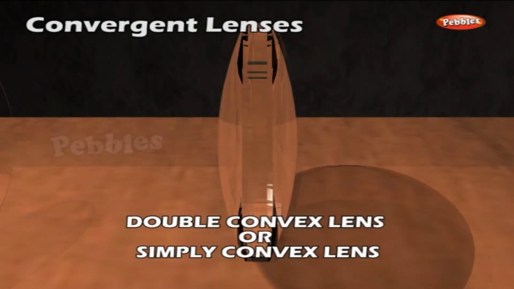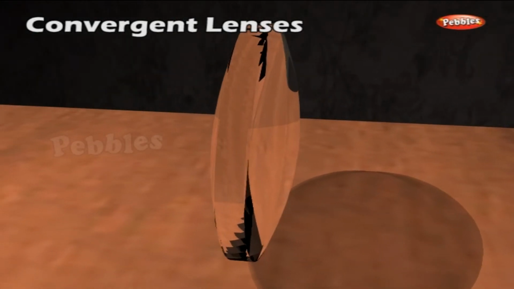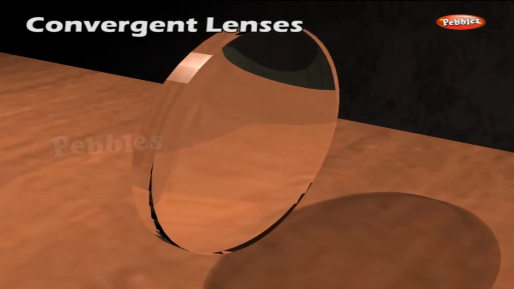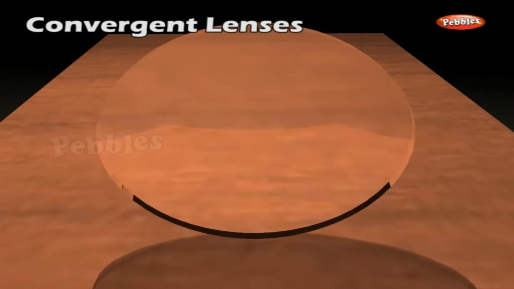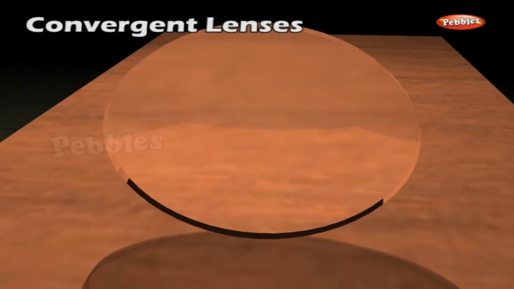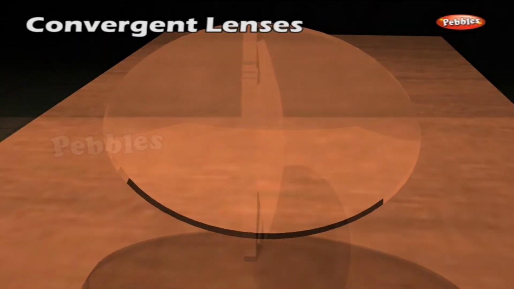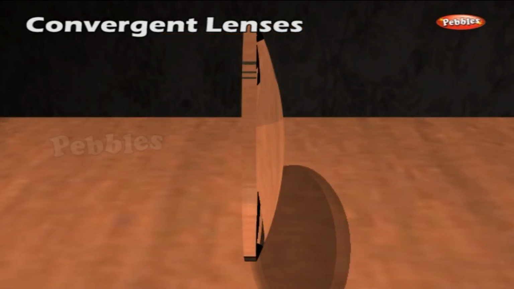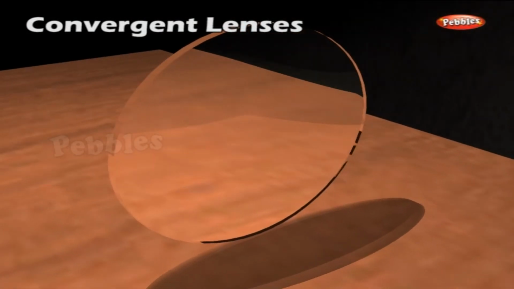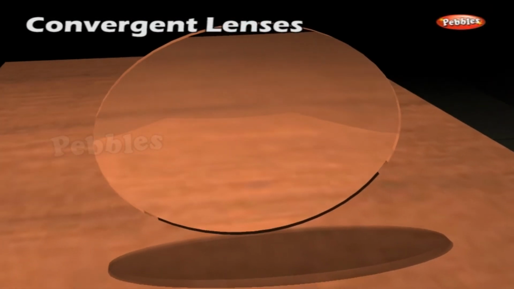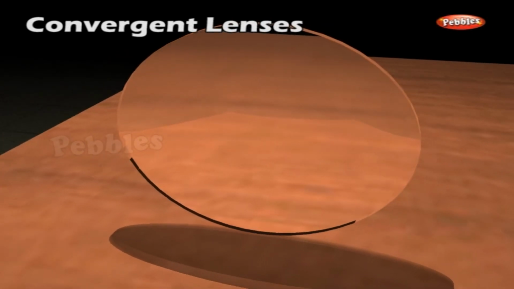Double convex lens. Both surfaces of this type of lens are bulging out. It is also called a convex lens or biconvex lens. Plano-convex lens. One of the surfaces of this type of lens is plane and the other bulging out.